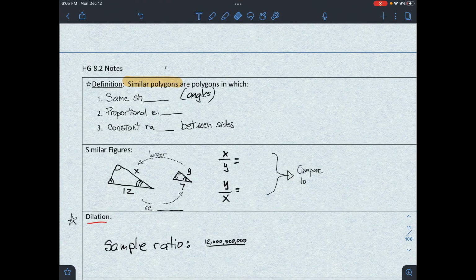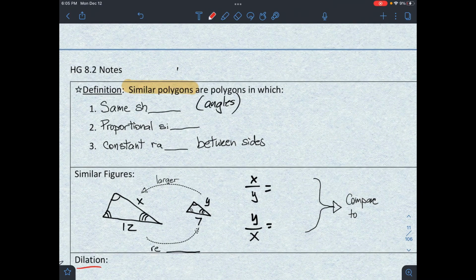Here we go. Notes for 8.2. This is all about applying our proportions that we worked with in 8.1, and we're applying them to geometry. And the idea is this. If we want to create an idea of not congruent, but similar, so instead of using this symbol a lot, we're going to be using just this symbol. We have to use proportions to help us make that possible.